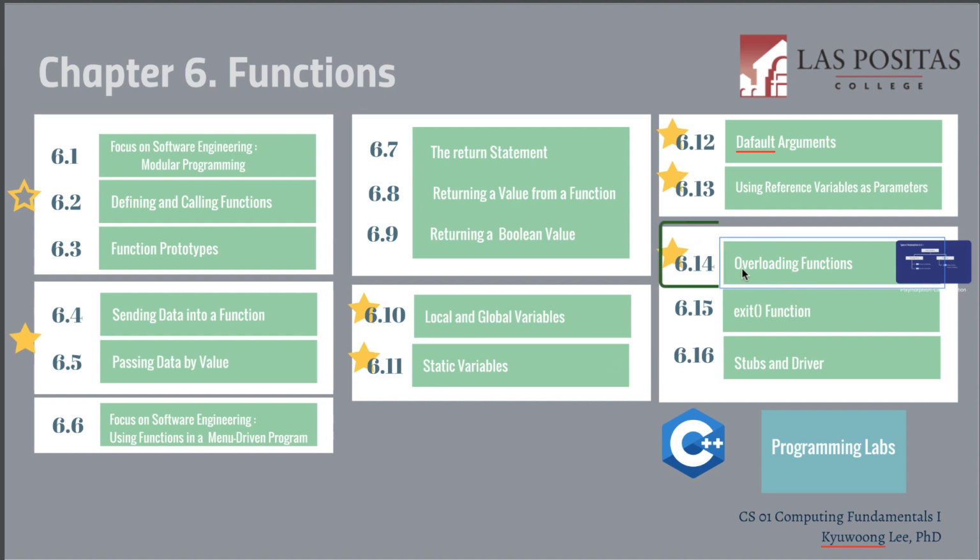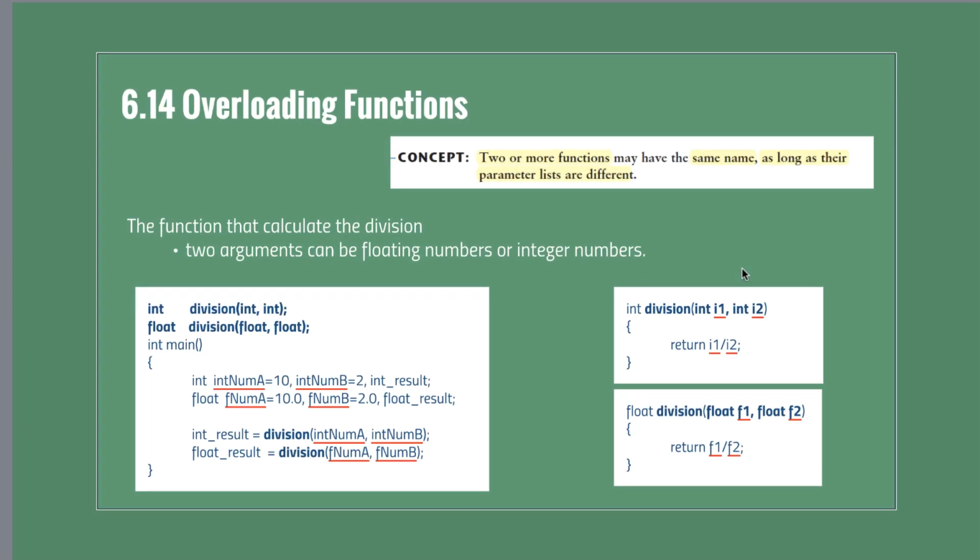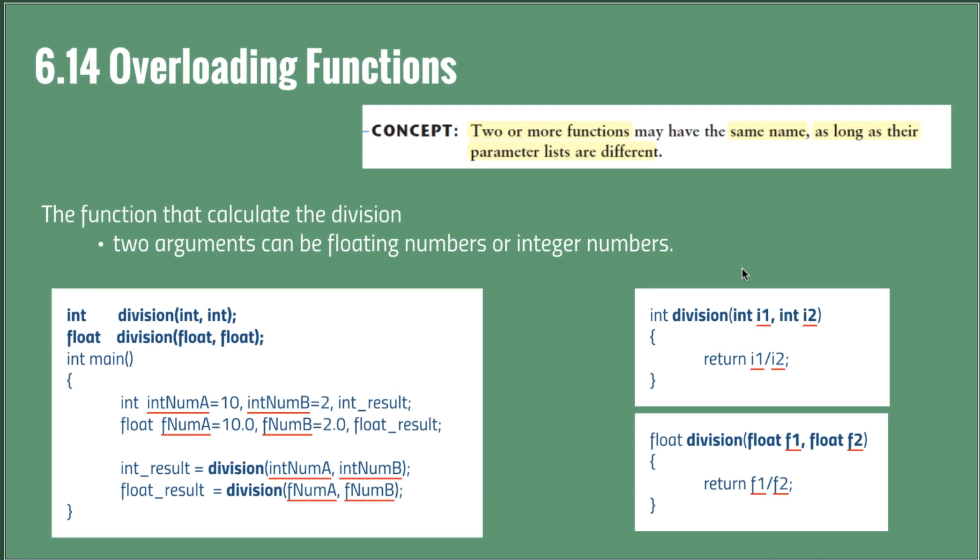In this video, we are talking about the topic 614, overloading function. In C++, two or more functions may have the same name as long as their parameter lists are different. We call these functions overloading functions. And also, this is the concept I relate with polymorphism.